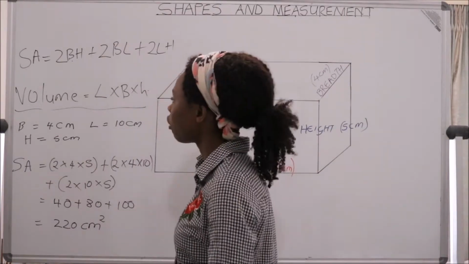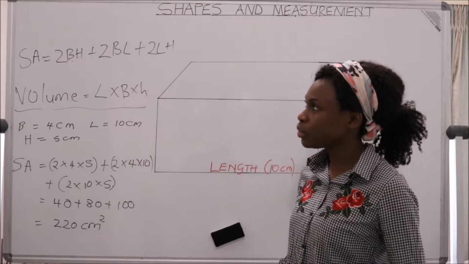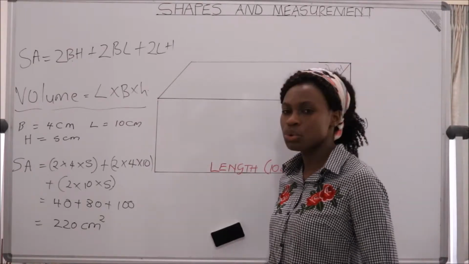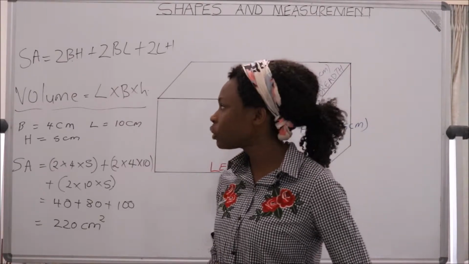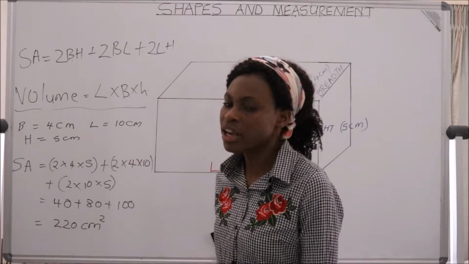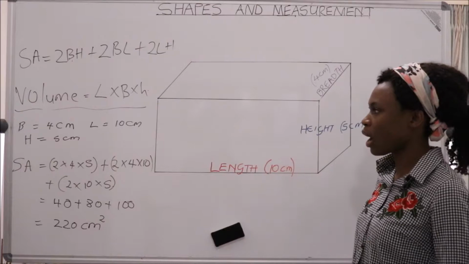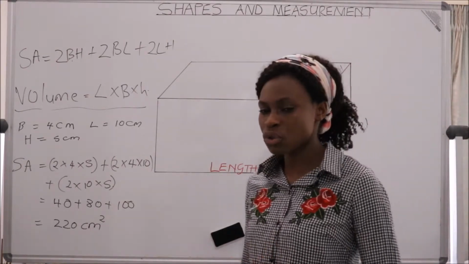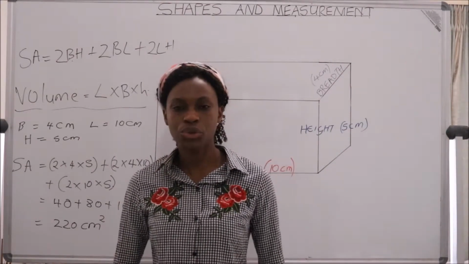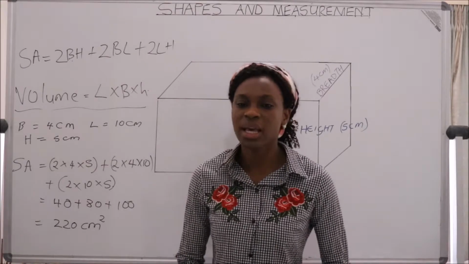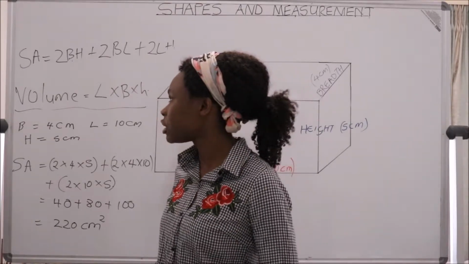So the surface area of the right prism is equal to 2BH plus 2BL plus 2LH. Having known that, you must always know which one from the right prism is your breadth, which one is your length, and which one is your height. If you can get those right, then it will be easy for you to substitute into the equation and have your answer for the surface area.